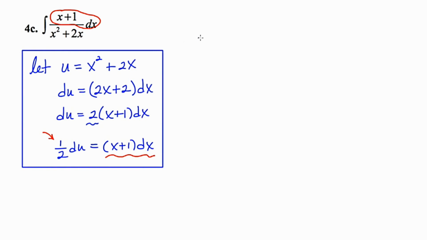So now I'm going to take my initially stated problem and I'm going to write it exclusively in terms of u. So I'm going to start by writing 1 over u. And then x plus 1 dx can be replaced with 1 half du. And I'll place that 1 half out in front because it's a constant.